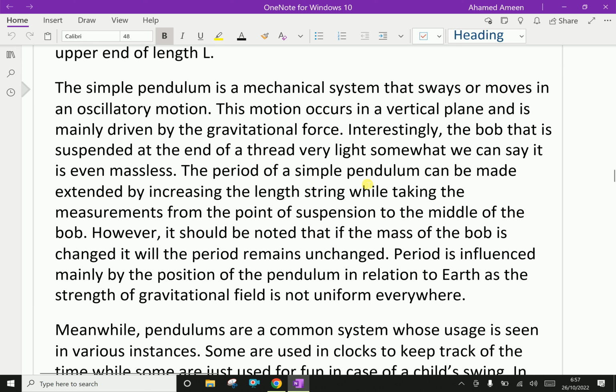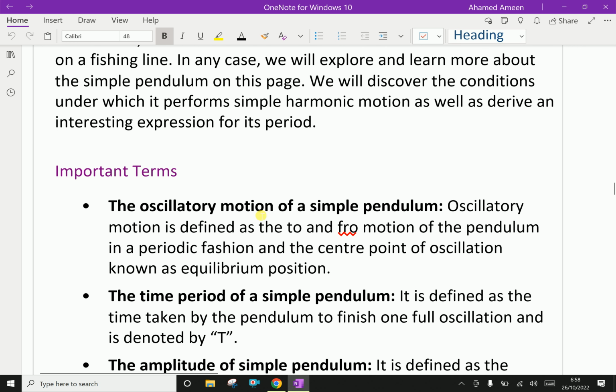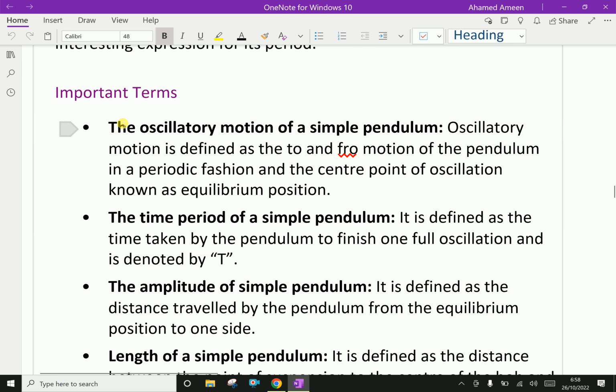The period of a simple pendulum can be extended by increasing the length of the string, while taking the measurements from the point of suspension to the middle of the bob. Meanwhile, pendulums are common systems whose usage is seen in various instances. Some are used in clocks to keep track of the time, while some are just used for fun, in the case of children's swings. Here are the important terms in a simple pendulum.